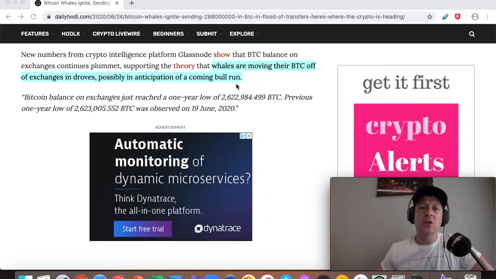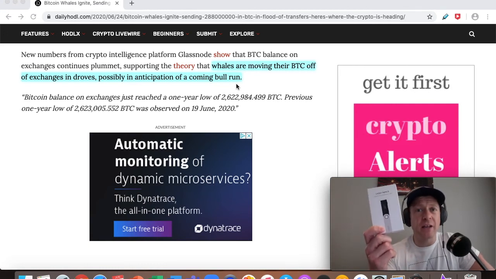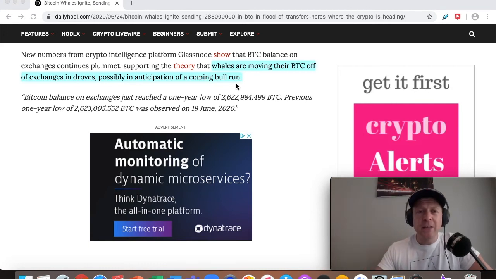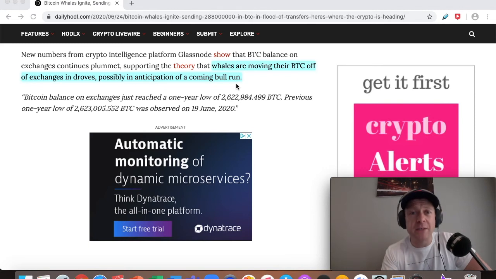Then they're moving them into cold storage, something like the Ledger Nano S or the Ledger Nano X. And the reason they're doing this possibly is because they think the price is going to increase, and they don't want to risk having large amounts of Bitcoin on exchanges, because of course, the exchanges can be hacked, the cold storage wallets can't. So that's one possible reason why they're doing that, because they think the price is going to increase and they want to keep their Bitcoin safe.